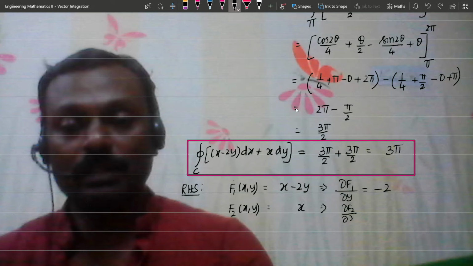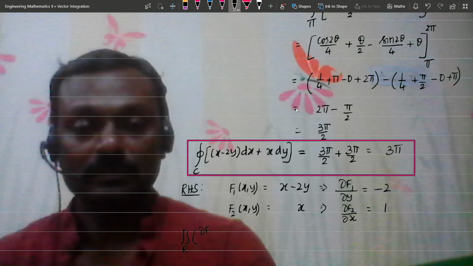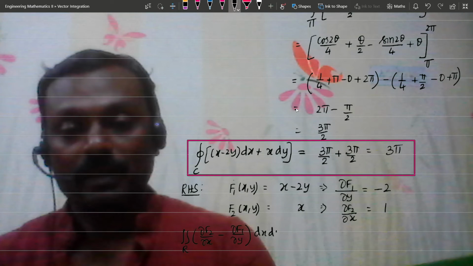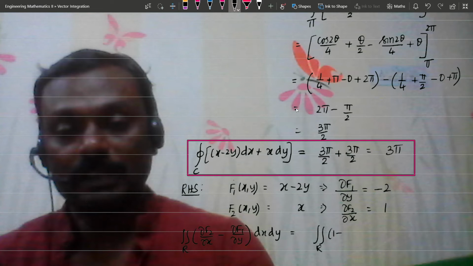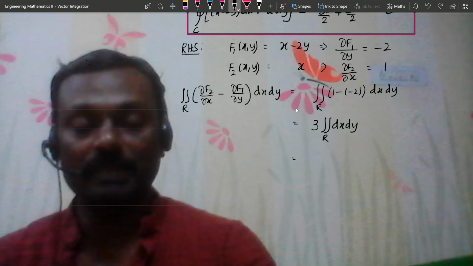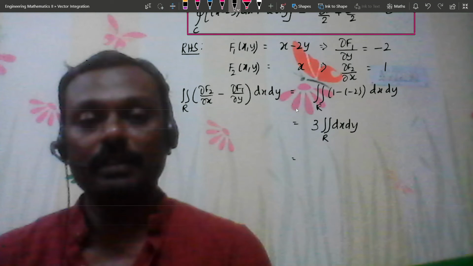So the double integral over R of (dou f2 by dou x minus dou f1 by dou y) dx dy is equal to the double integral over R of (1 minus of minus 2) dx dy. So it is 3 times the double integral over R dx dy. And we know, as we studied last semester in the applications of multiple integrals, the double integral over R dx dy gives the area of the region R.